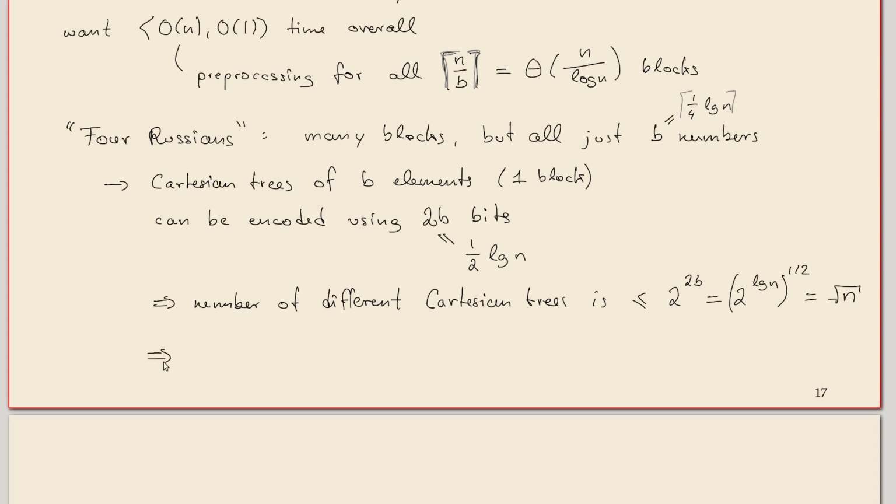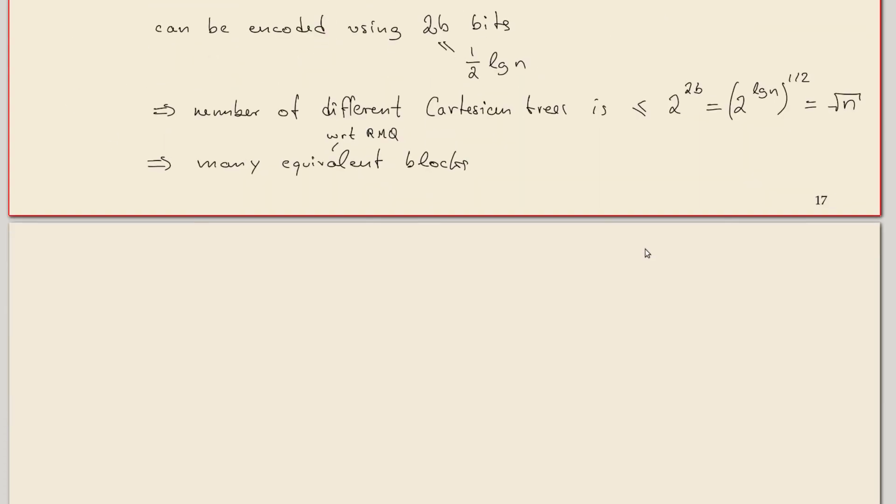Well, by pigeonhole principle, we have many equal or many equivalent blocks. Equivalent with respect to range minimum queries. And that's all we care about for this data structure. And that brings us finally to the 4 Russians lookup table.